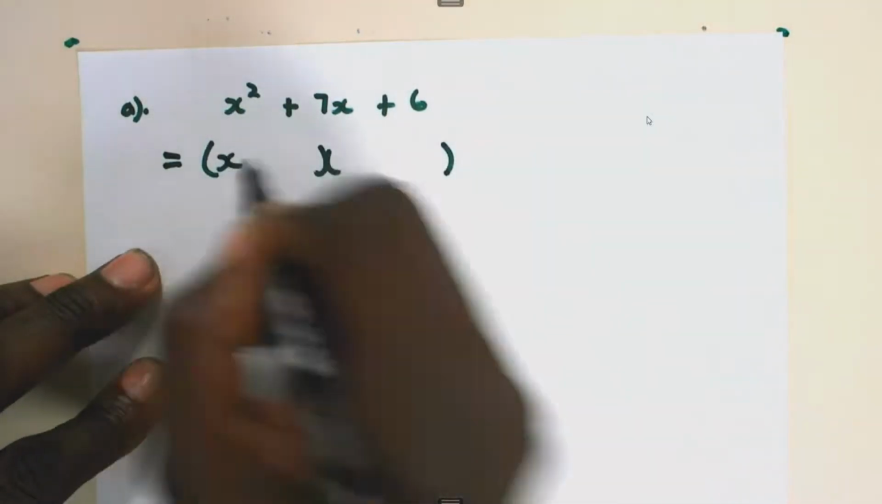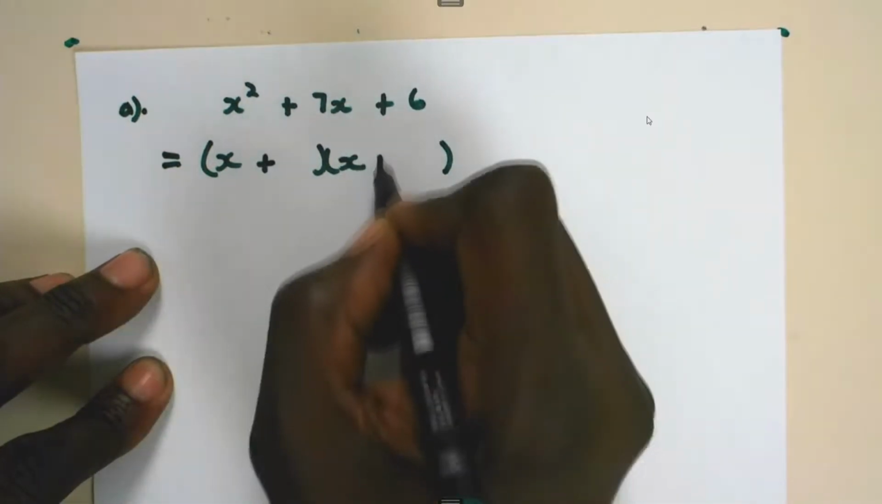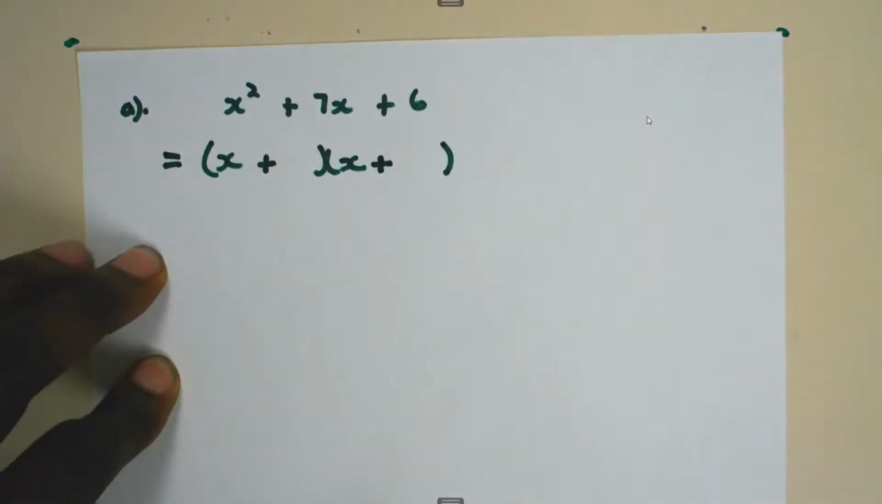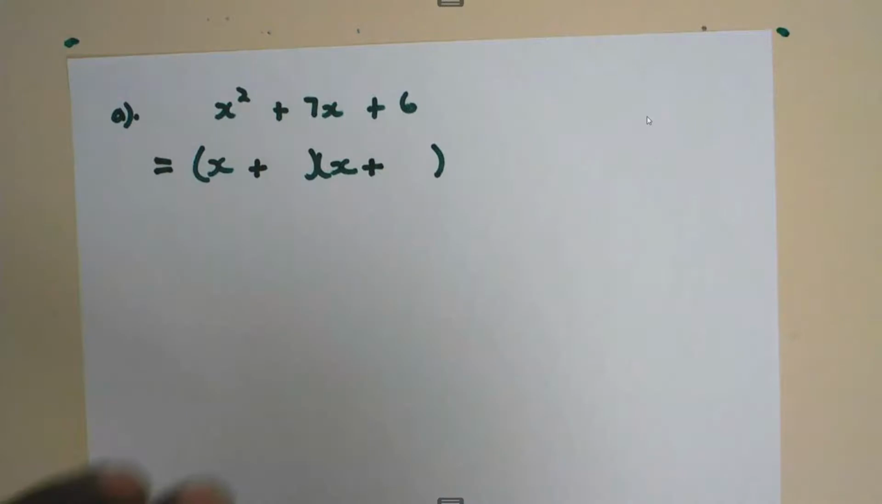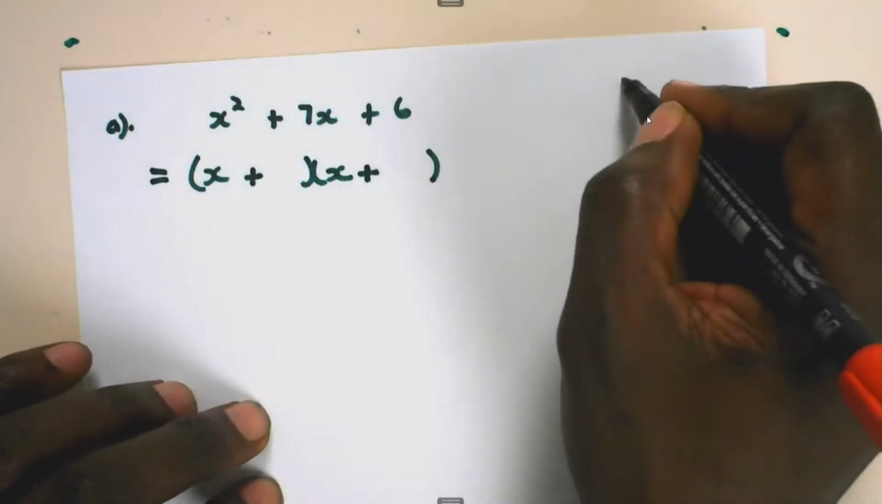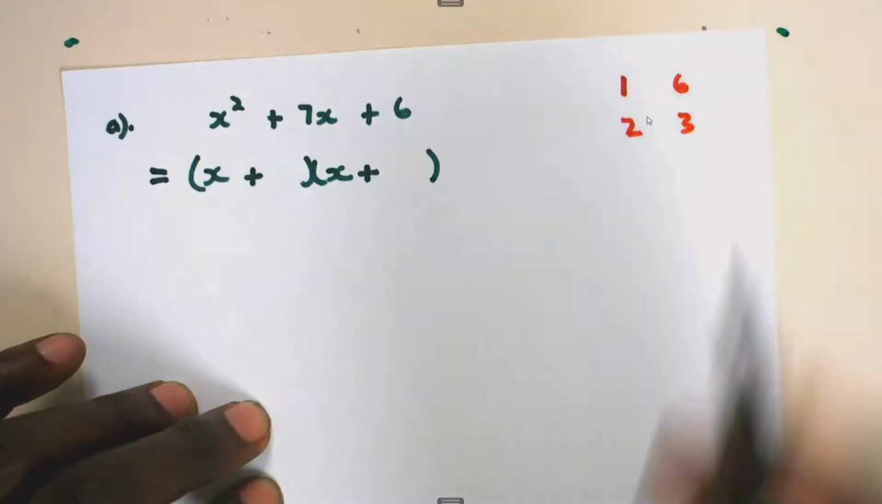Then x, and then x. Now we said the signs are positive, they have the same sign, positive. What are the factors of 6, that when you add them, they'll give you 7? We have factors of 6: 1 and 6, and 2 and 3.